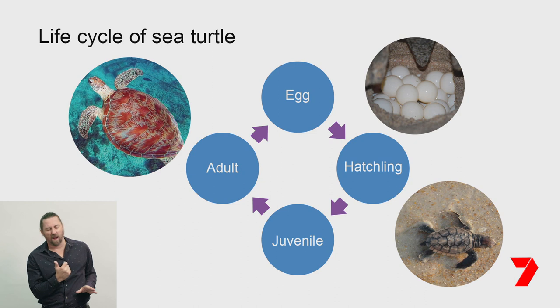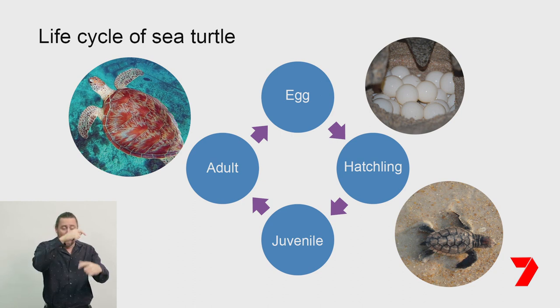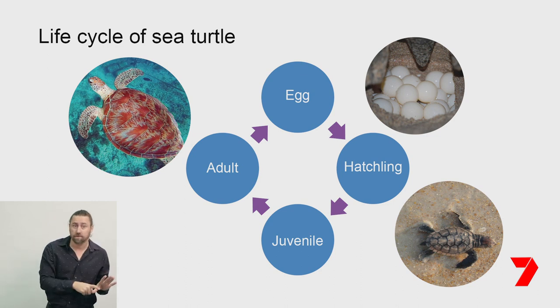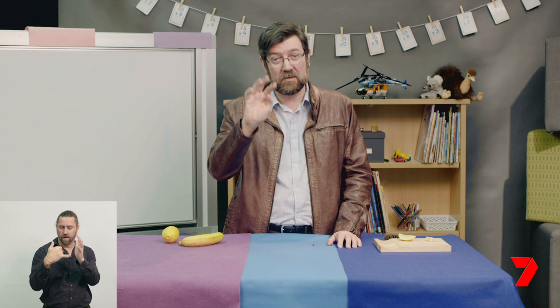1.5 to 2 months later, a baby turtle or hatchling breaks out of the egg. The young or juvenile turtles head out to sea where they mature into adults. This takes about 20 years, and after that, the females can then lay eggs, so the cycle can continue. So, the life cycle of the sea turtle has 4 stages.